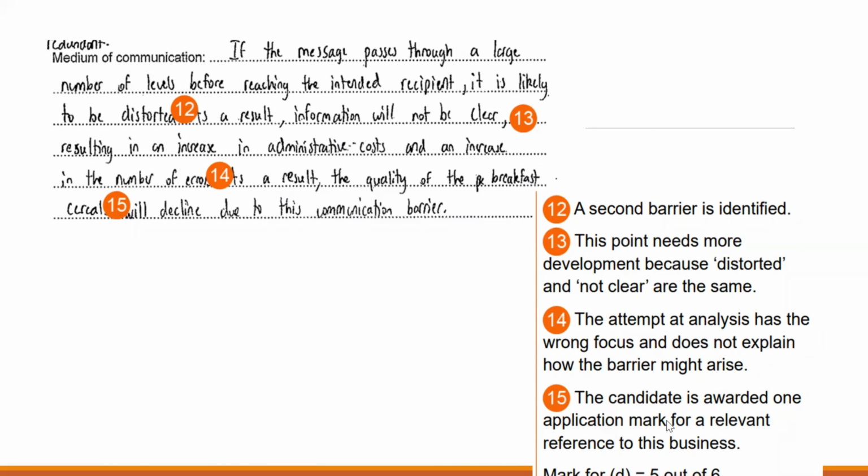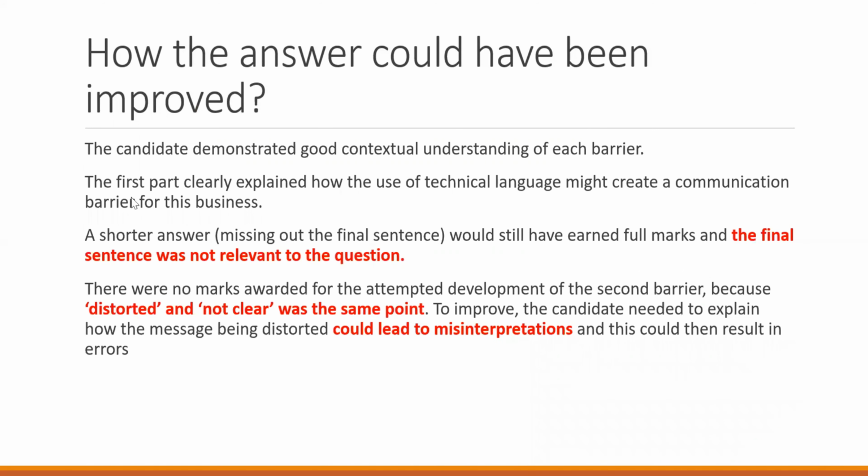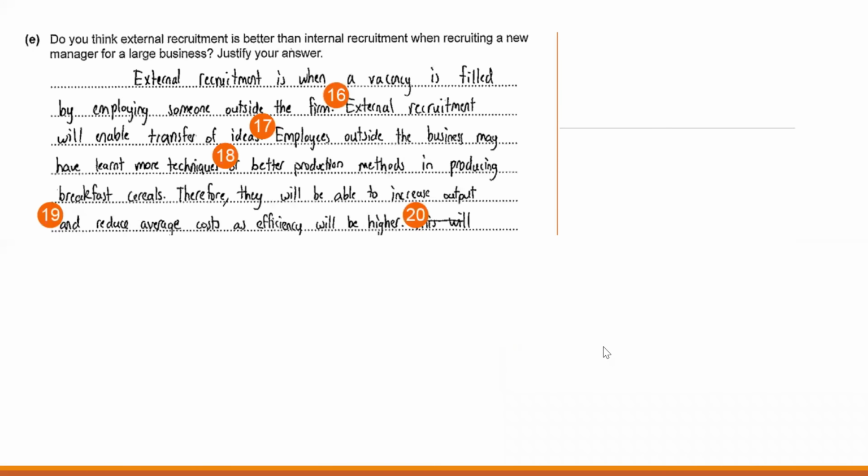The candidate is awarded the application mark, rightly so here. Breakfast cereal, so 5 on 6. So easily you get distracted. You're thinking I know the answer, but with such small mistakes, you have to be careful about what you're writing, be very mindful. You have to be mentally very active and present at that time. Now, we've already talked about the final sentence not being relevant. Distorted and not clear are the same thing, so we've already discussed that.